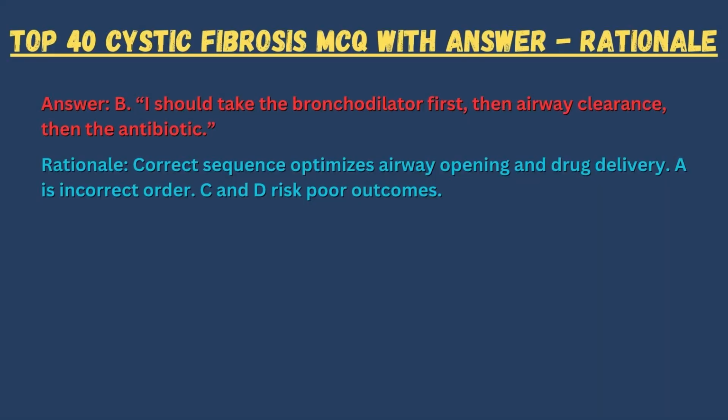Answer: B. I should take the bronchodilator first, then airway clearance, then the antibiotic. Rationale: correct sequence optimizes airway opening and drug delivery. A is incorrect order. C and D risk poor outcomes.